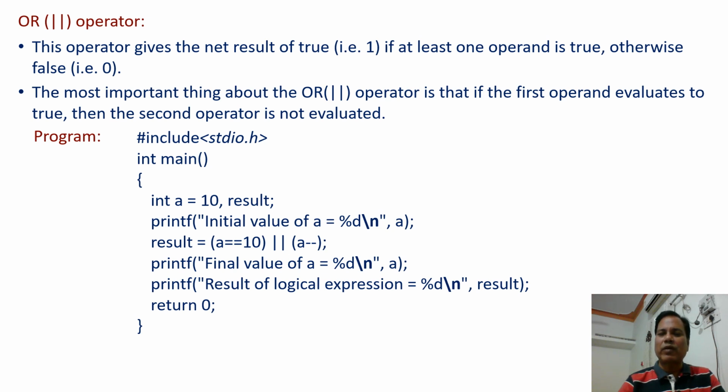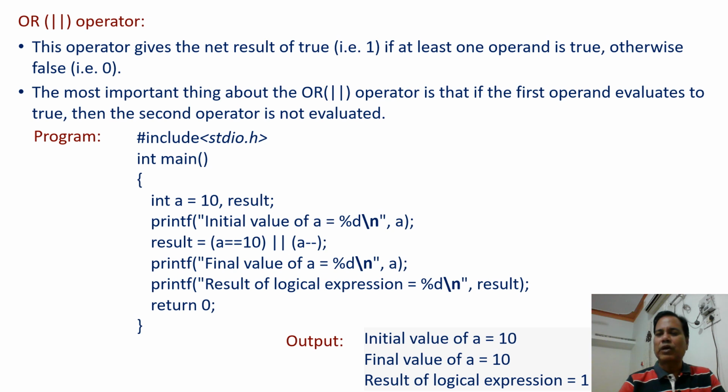Final value of A equals, what is the value of A? That is here 10 is printed, and in the next statement result of logical expression equals, what is the value of result? That gets printed at this point, that is 1. So when the program is run, we get the output like this one. Initial value of A is printed, that is 10. Then final value of A is printed, that is also 10, and result of logical expression, that is 0.